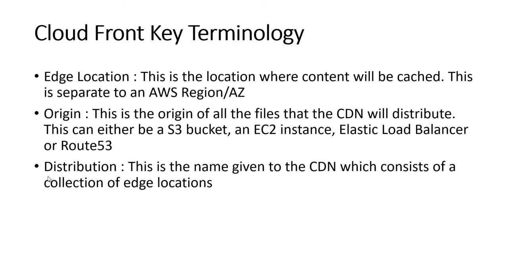Distribution is the name given to the CDN. Here CDN is the short form I'm using: content delivery network, I'm sorry, pardon me, which consists of a collection of edge locations. So when we create a new CDN with AWS, it is called a distribution.